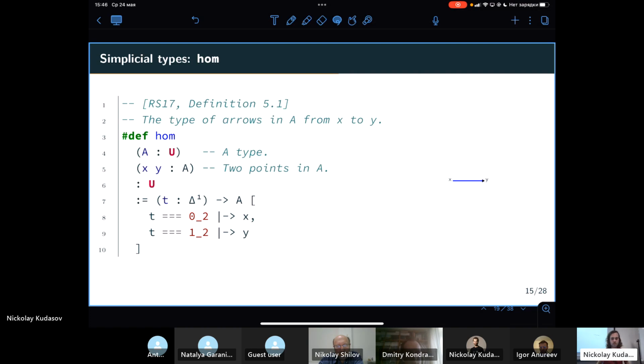So here is a definition of the type of all arrows in the type A from X to Y. Remember that the idea is that a type A basically is a category, which means that it has a lot of points which are like elements of that type. And then there are arrows between some of those points, right? And maybe to themselves also, right? What we want to do now is fix 2 points in the type, and ask, what is the type of all arrows between these 2 points?